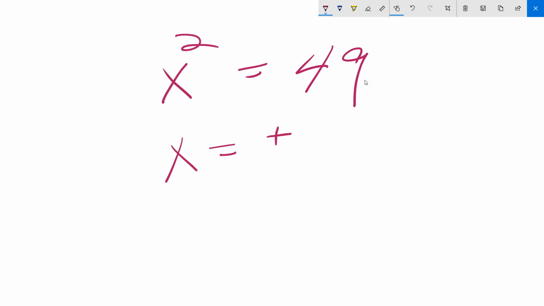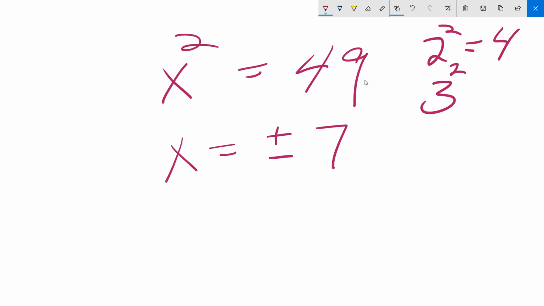Okay. What's the square root of 49? Oh, I know it. I'm sorry. I'm just kind of blanking. It's good to know your squares. Okay? Let's go over and review our squares.